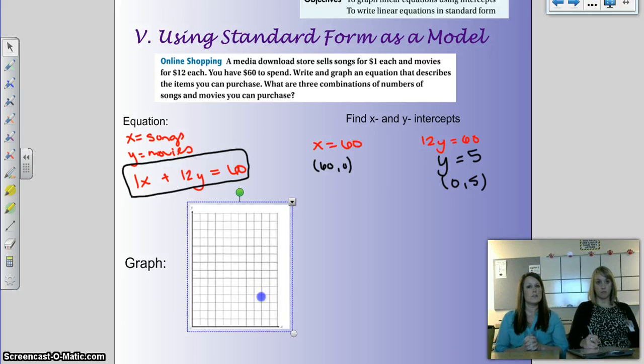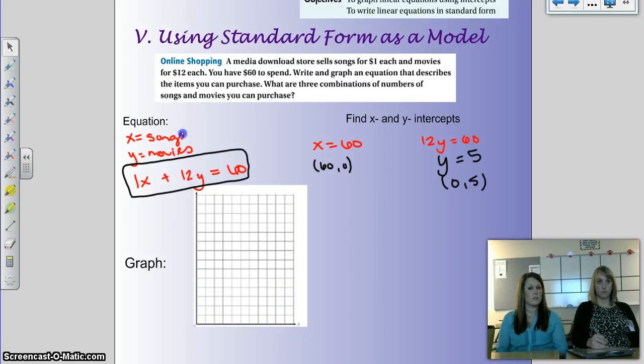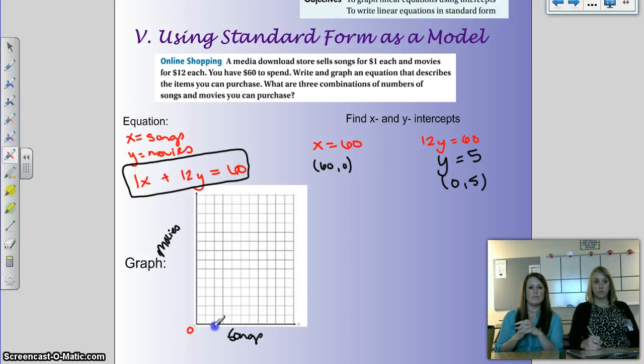Let's label first. The x-axis is going to be songs, and my y-axis is movies. My x-axis goes from 0 to 60. I'll go by tens, I guess, and maybe by fives for movies.